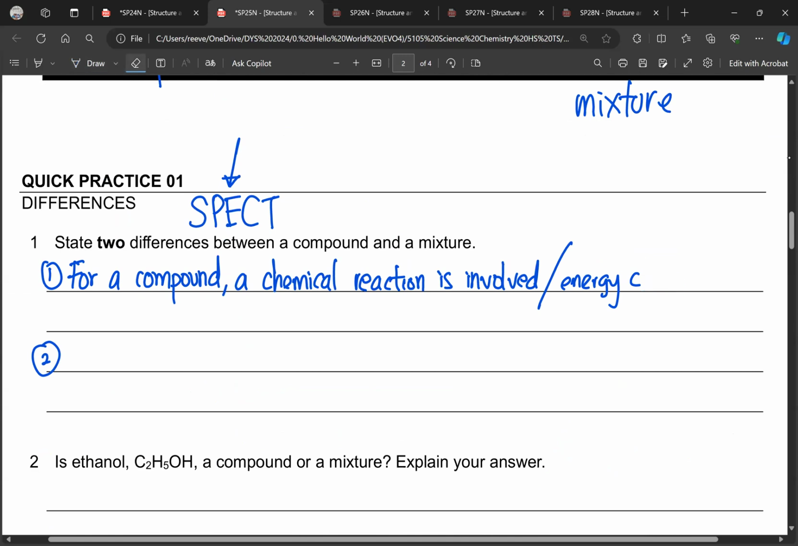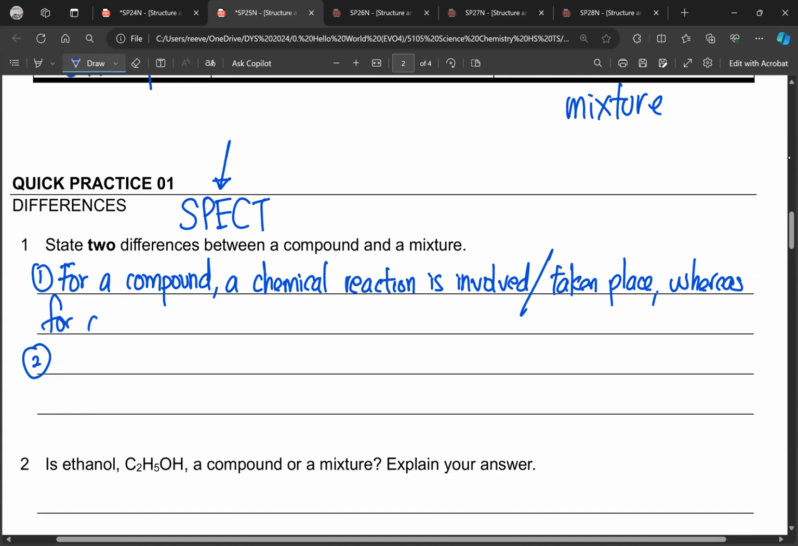Maybe we don't use energy now. You just stick to the standard, right? For a compound, a chemical reaction is involved or has taken place. Then you better talk about mixture, whereas for a mixture, no chemical reaction is involved or has taken place.